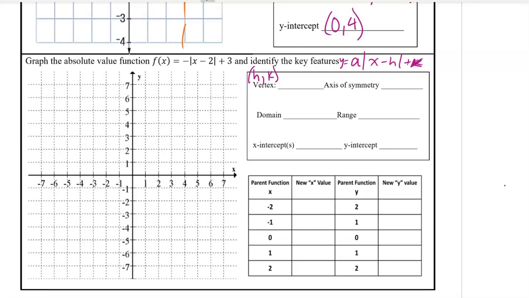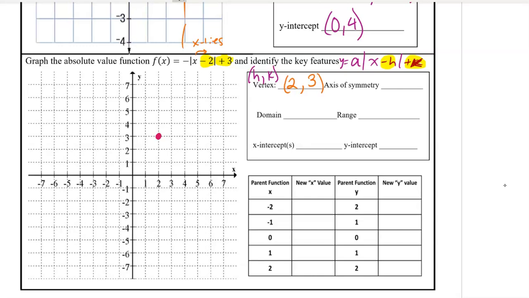Starting with h, it is added or subtracted to the x on the inside of the absolute value function. So here our h, it says it's -2. But one thing we know about x is that x lies about his friend h, who he's hanging out with. So if it says it's -2, we know he's actually +2. And the k value on the outside of the absolute value is 3. All right, now let's go ahead and plot that point, (2, 3).